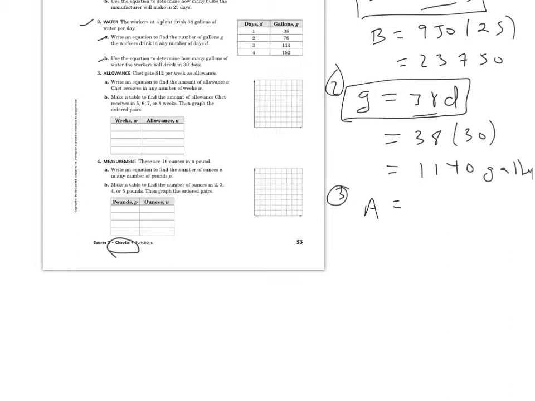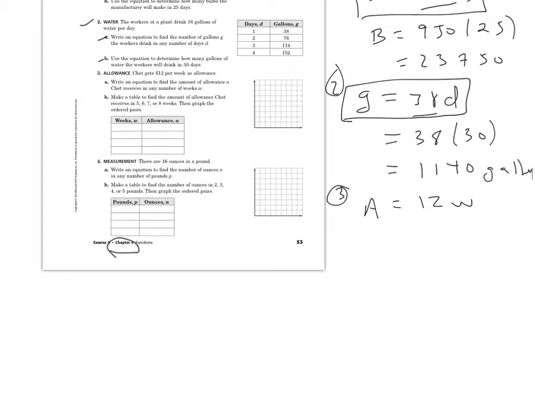And it says to write an equation to find the amount of allowance A that Chet receives in any number of weeks W. So W is the variable on the right side of the equation, and because he's getting $12 per week, we put a 12 in for our slope.